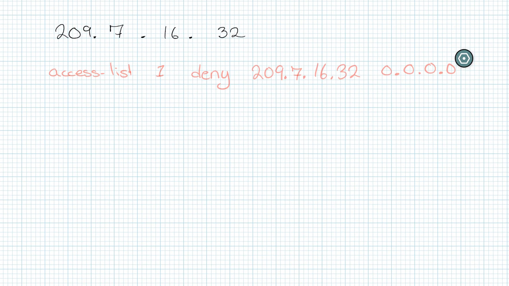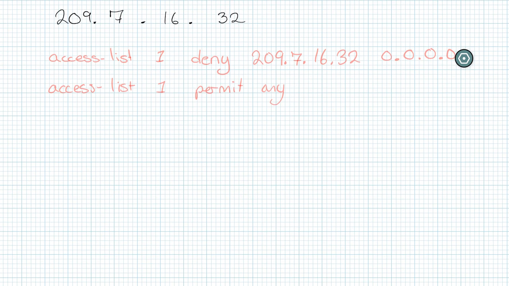Okay, so we can then deny that, and again, we want to set a default entry for all others. So we would set a permit any to handle any other traffic that we had to deal with there.